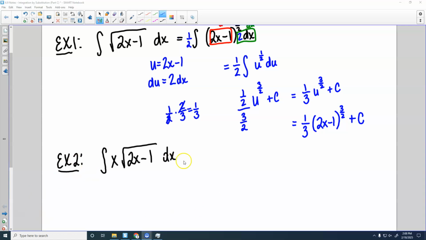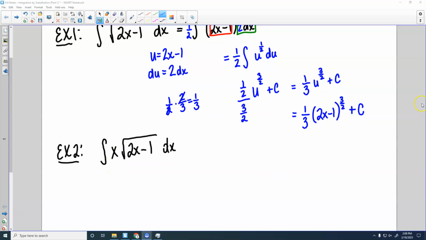But what is the difference in example 2? You got that X out there. So this becomes an issue because pretty much the only option you have for your U is to say that U is 2x minus 1, which means du is going to be 2x, or 2dx. Which you can still, just like we did on the last problem, put the 2 right there with the dx as long as you put a 1/2 out front.